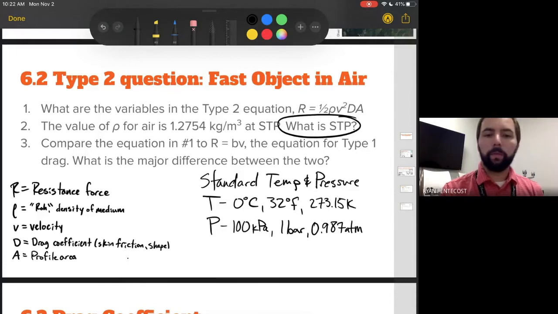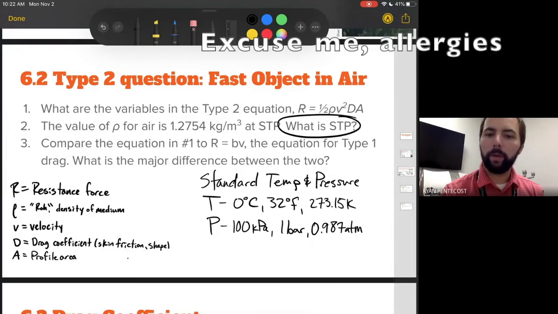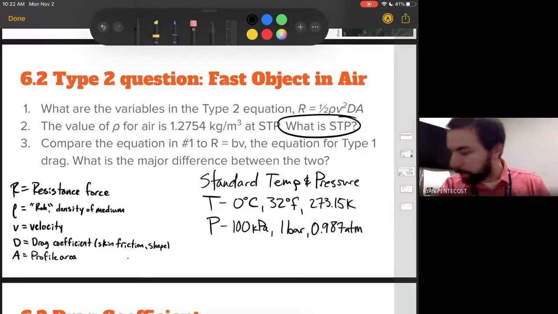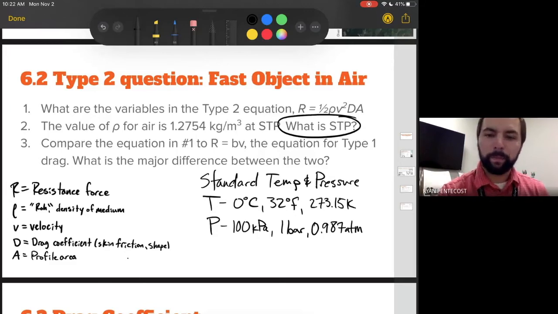Now for number 3, compare the equation in number 1, the type 2 equation, R equals 1/2 rho v squared dA. Compare that to R equals BV, the type 1 drag. Compare that to the type 1 drag equation, R equals BV. What is the major difference between the two?